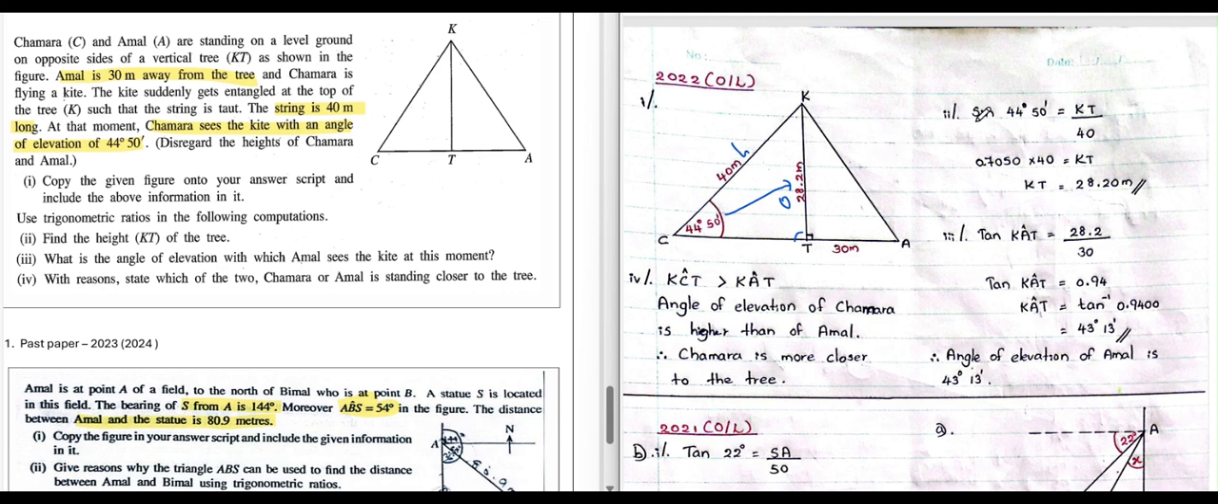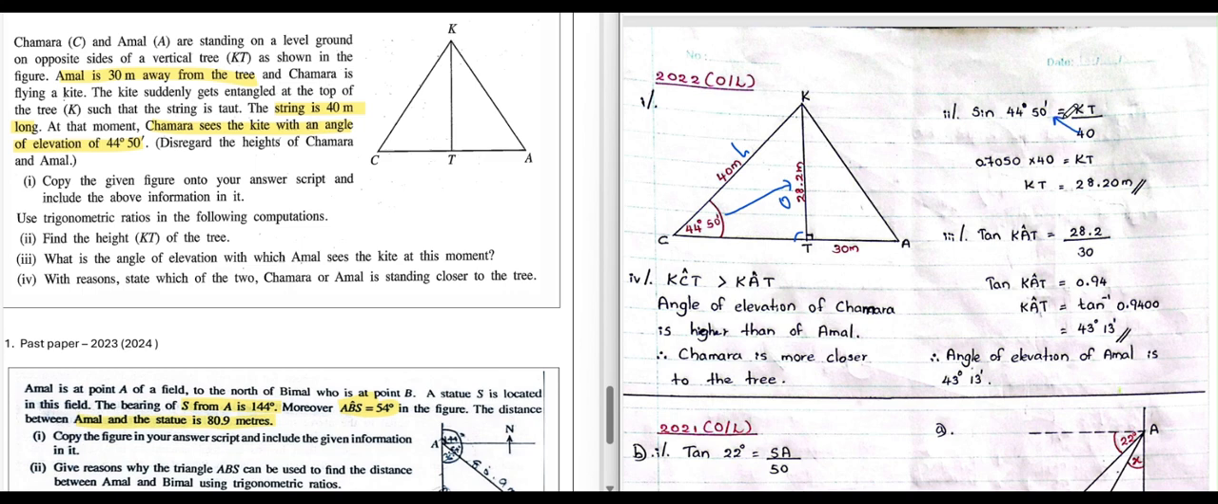Okay, so Roman number 2, sine, the magnitude is 44°50'. Sine 44°50' equals the opposite. We don't know the value, so we have to use kt. Kt divided by the hypotenuse, which is 40. So we have to find the sine value of this angle. When you check the sine table, you will obtain 0.7050. And we have to take this one to this side.